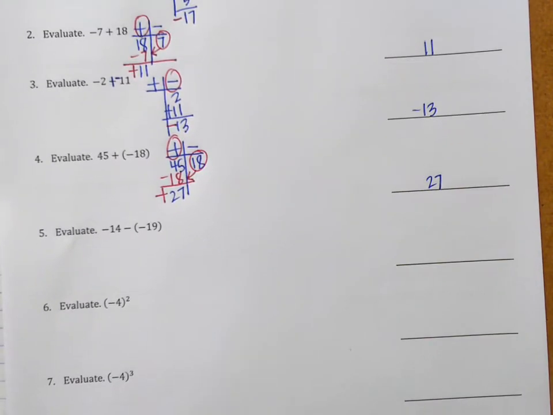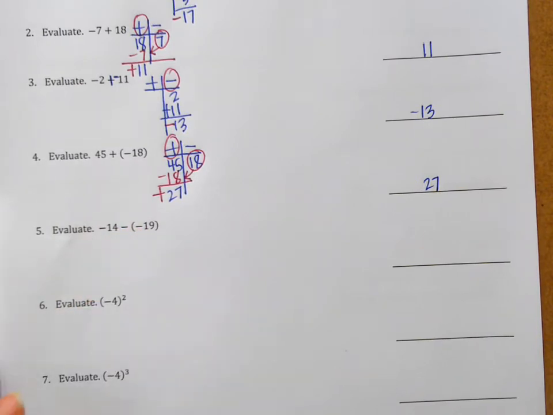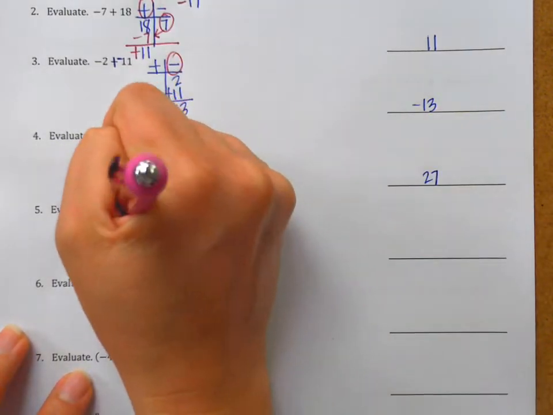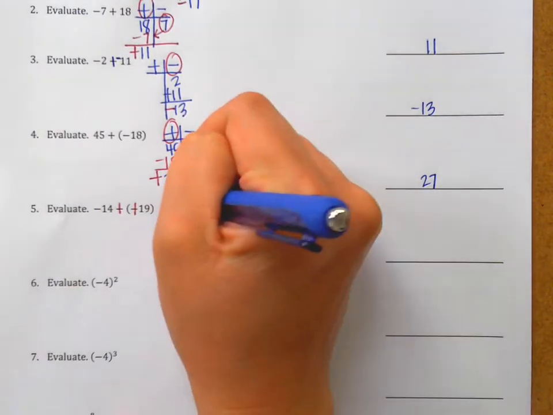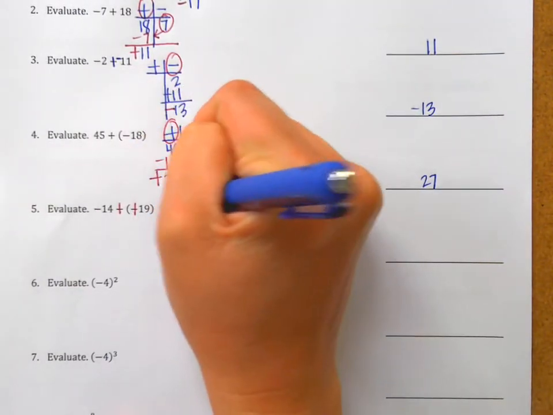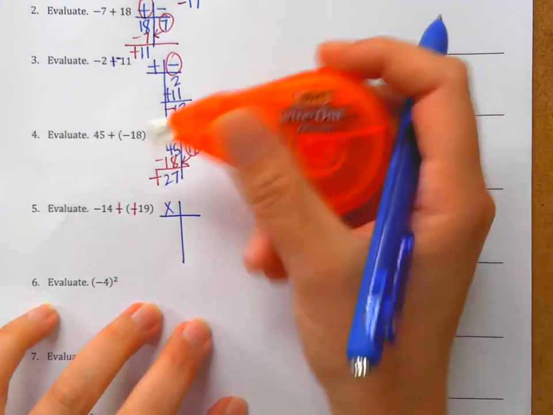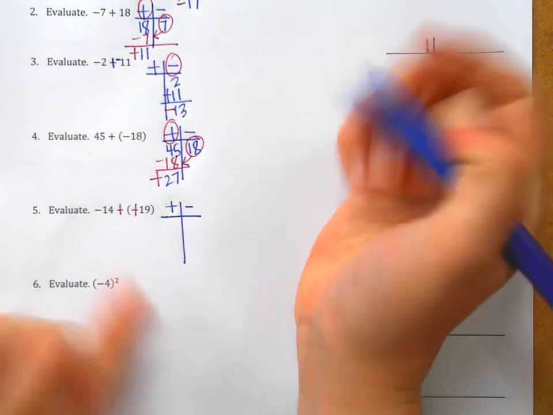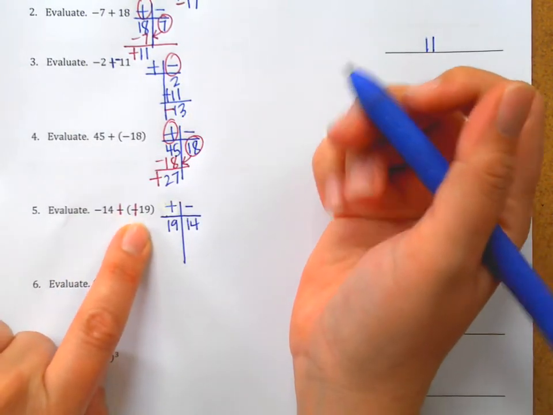Okay, so we can keep going. When we have a minus and a minus, what happens? What type of operation does that turn into? A minus and a minus, remember that operation turns into a positive. So what we're doing is -14 plus 19. So again, we can set up our columns. Oh, that was not supposed to be an X. That was supposed to be a plus. So -14 is in the negative column, 19 is in the positive column because a negative and a negative make a positive.